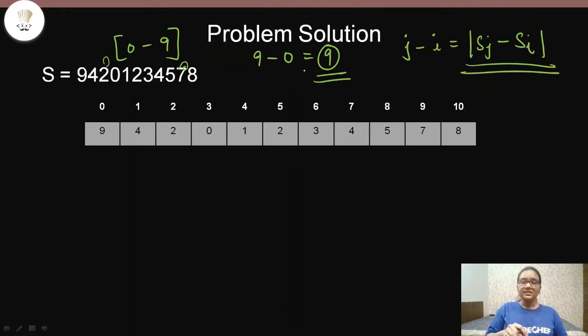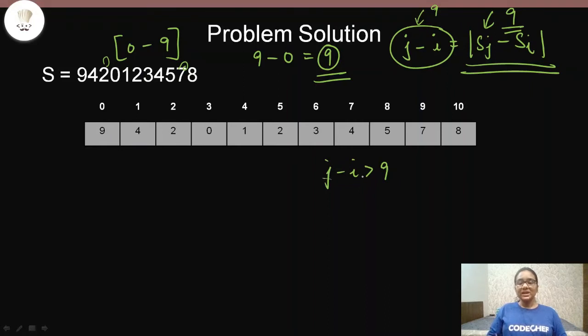Now how does this matter? It matters because if this value is 9 at max, then j minus i will also have to be 9 at max in order to match this particular value. So if j minus i is greater than 9 for any case, then it's useless, right? Because it will anyway never be able to be equal to s of j minus s of i. This is what I mean to say.